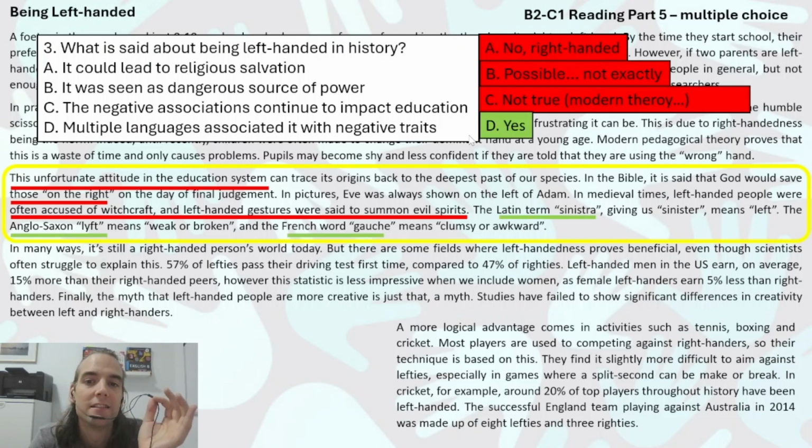But D, this is definitely true, isn't it? Different languages, Latin, Anglo-Saxon, and French, they all have negative words: weak, clumsy, sinister. These are all negative traits or characteristics. So D is the best answer here.